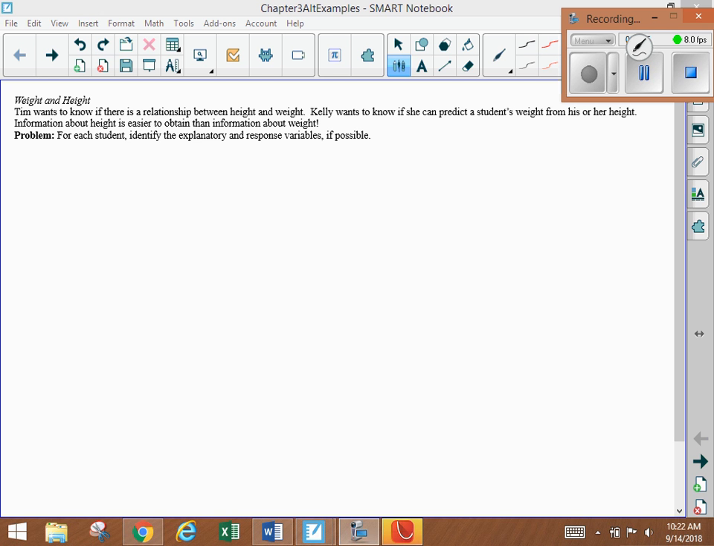So here we go. Tim wants to know if there's a relationship between height and weight. Kelly wants to know if she can predict the student's weight from his or her height. Information about height is easier to obtain than information about weight. Or rather, truthful information is easier to obtain about height than it is about weight. We could transform the data and add 10 pounds to every girl's weight. So that's probably closer to the truth.